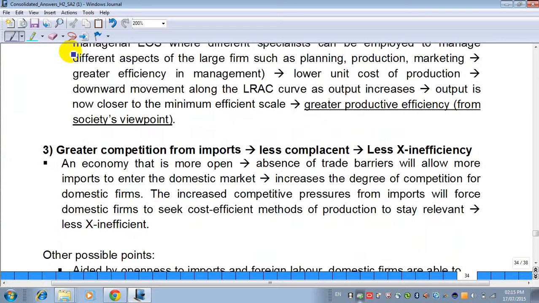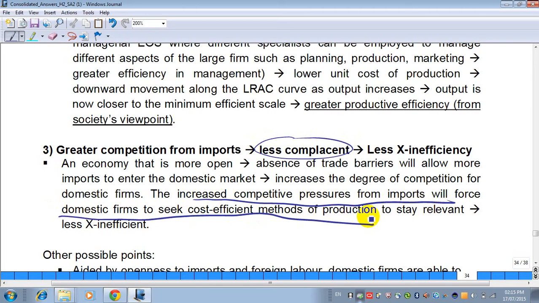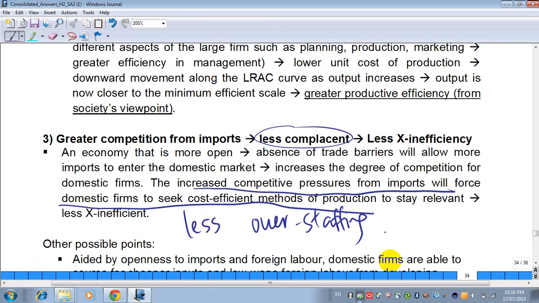Now with greater competition from imports, also what happens is that firms become less complacent. There'll be increased competitive pressure to force them to seek more cost-efficient methods of production to stay relevant. For example, we can talk about less overstaffing. At first they were complacent, they didn't bother about reducing their costs. Maybe they had too many staff, or they built a lot of expensive buildings. But all these things are not required, right? They're being X-inefficient, but all this competition will force them to become less X-inefficient.